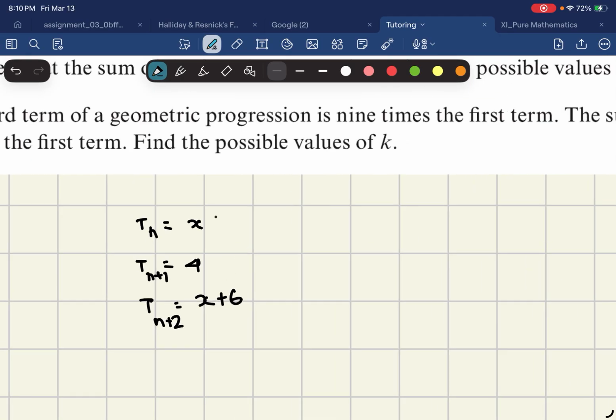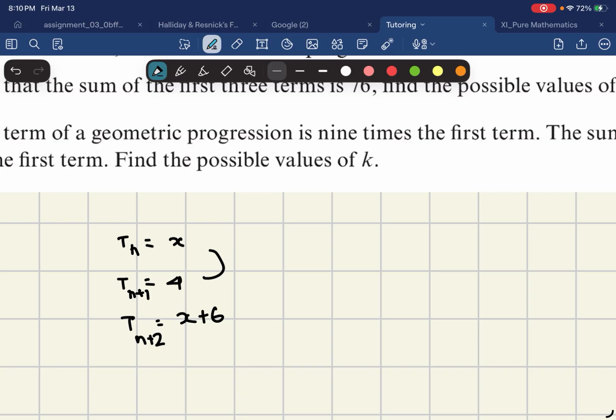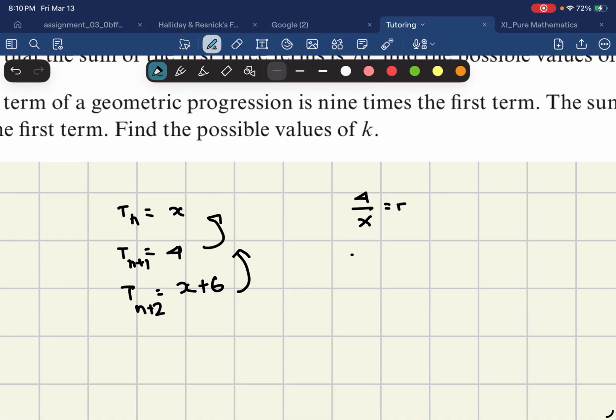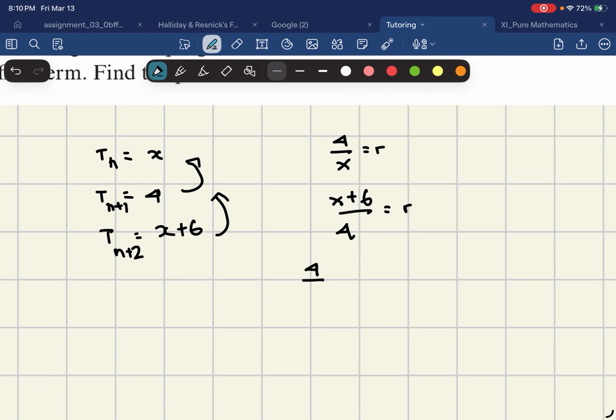Well, I know that because these terms are consecutive, 4 divided by x is going to give me my common ratio, right? Because these are consecutive terms. So tn plus 1 divided by tn is going to be r. And similarly, x plus 6 divided by 4 is going to be r. So I can compare these two because r is the same thing as r. 4 over x is equal to x plus 6 divided by 4.